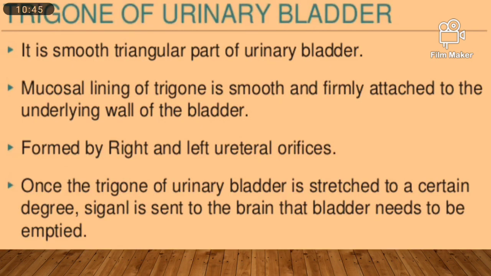Now coming to the features. It is a smooth triangular part of the urinary bladder. The mucosal lining of the trigone is smooth and firmly attached to the underlying wall of the bladder, formed by the right and left ureteric orifices. Once the trigone of the urinary bladder is stretched to a certain degree, a signal is sent to the brain that the bladder needs to be emptied. So that is the phase of urgeful or painful capacity.